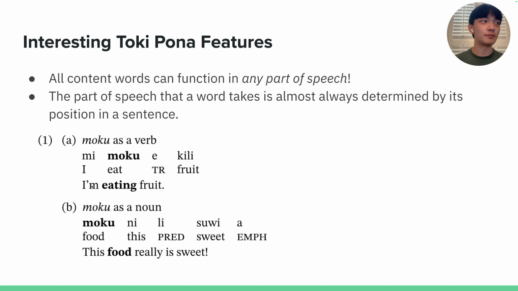It comes right after mi, which is the subject, and right before e, which marks the next word as the object. But in the second sentence, moku is a noun because it's the first word in the sentence, and it has to function as the sentence's subject. And this is really interesting because pretty much every Toki Pona word can function like this, where you can have it as a verb or you can have it as a noun that's in the subject or object or in some prepositional phrase.